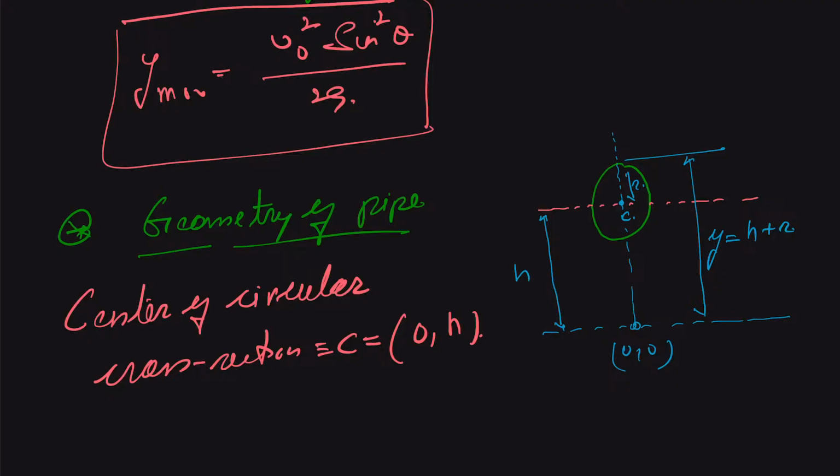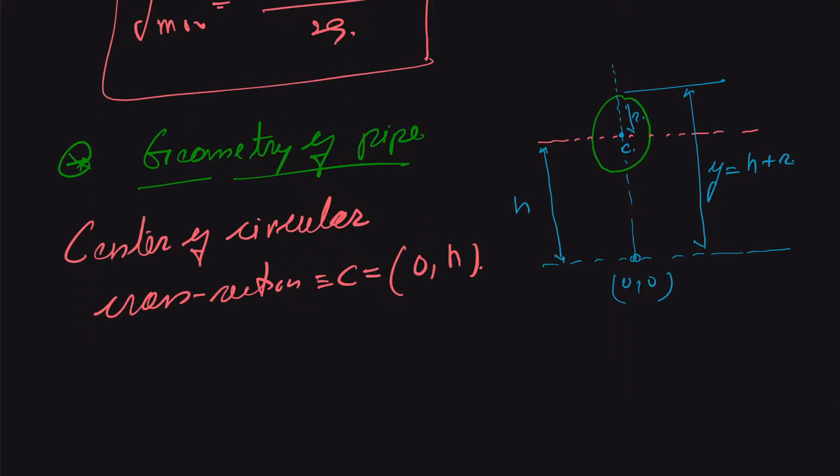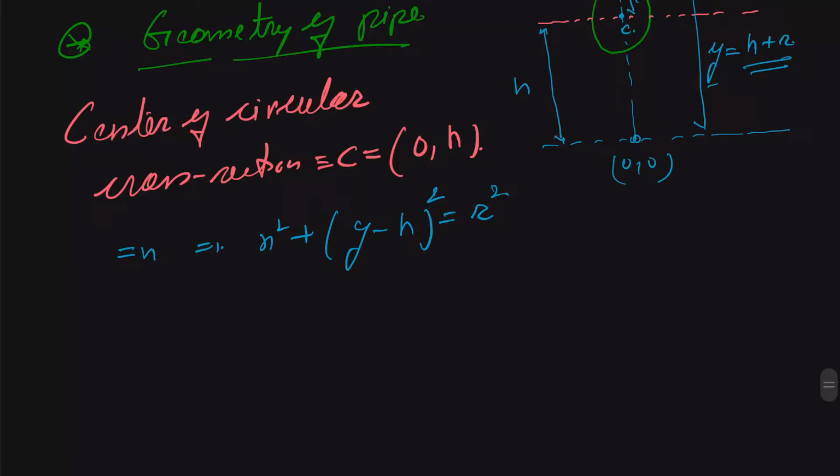And we can also write the equation. So the equation can be written as x square plus (y minus h) whole square is equal to r square. And like I said, the top of the pipe will be y, which is equal to h plus r.